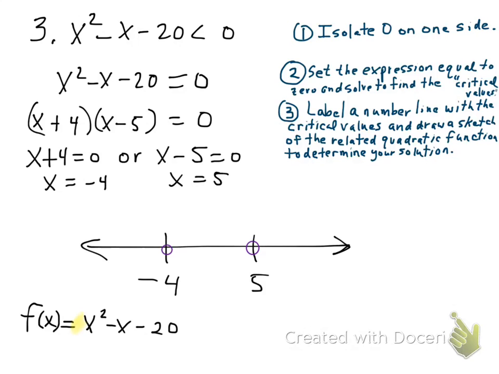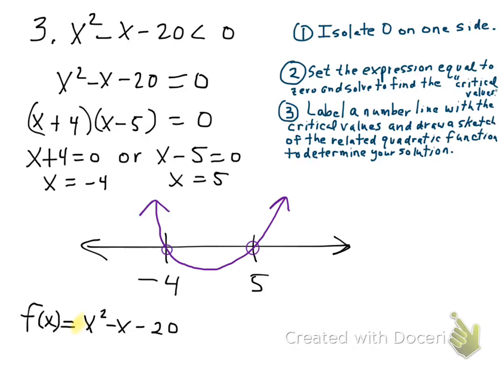So let's go ahead and draw the graph, or the sketch. It would look something like that. So we know it opens up. We don't really need the vertex, although we could find it. So if we were to draw a sketch of f of x equals x squared minus x minus 20, it would look something like that. And we know it would go through the points negative 4 and 5.